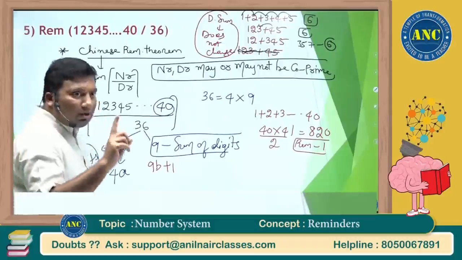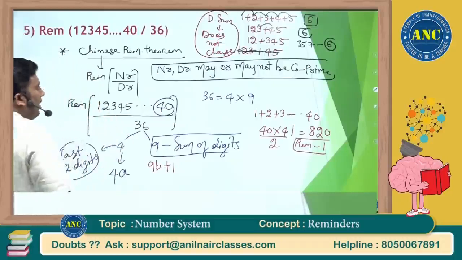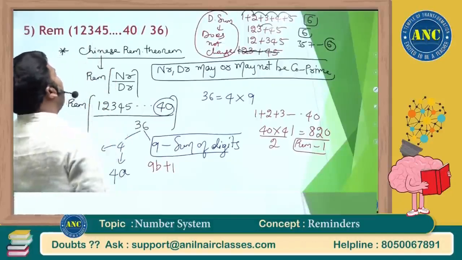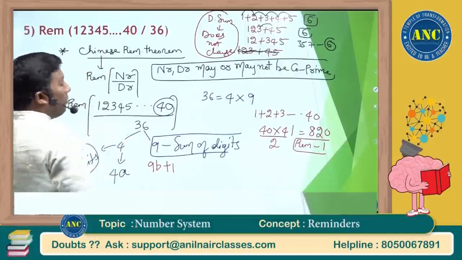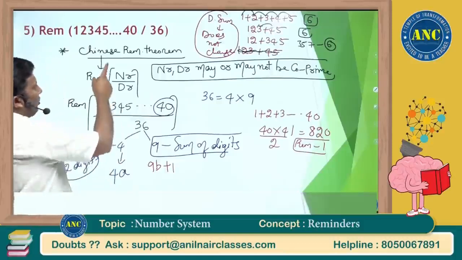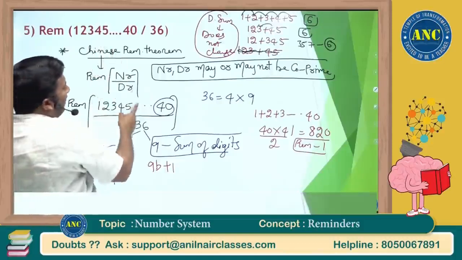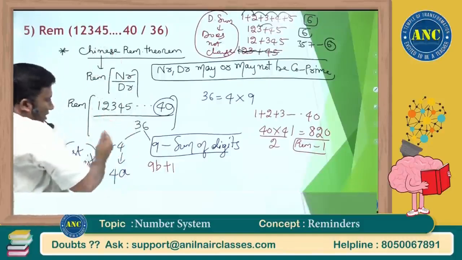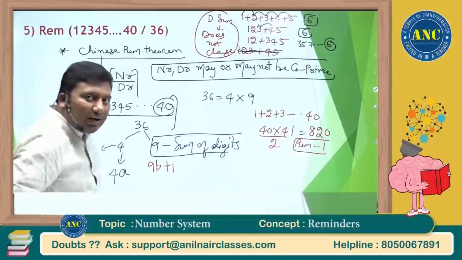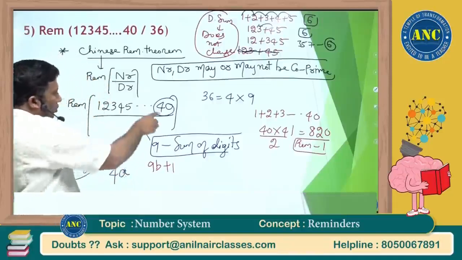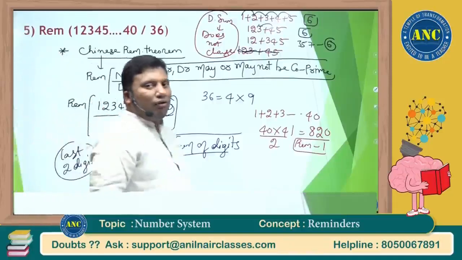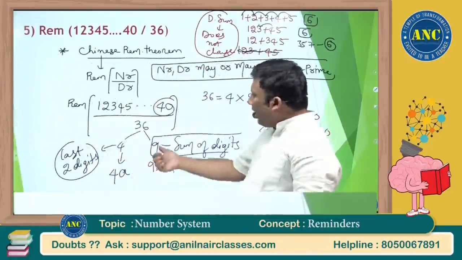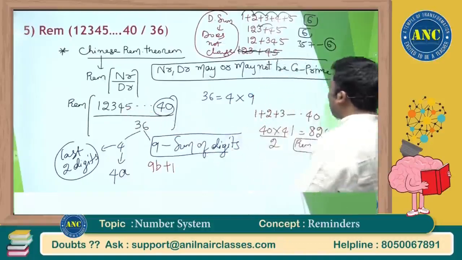There are two important learnings from this question. The Chinese remainder theorem is used when the numerator and denominator may or may not be co-prime to each other. This number is an even number, still we can use that logic. 36 is 4 into 9. The divisibility rule of 4 is last two digits should be divisible by 4. 40 is perfectly divisible by 4, so 4a. For 9, the sum of the digits should be divisible by 9.